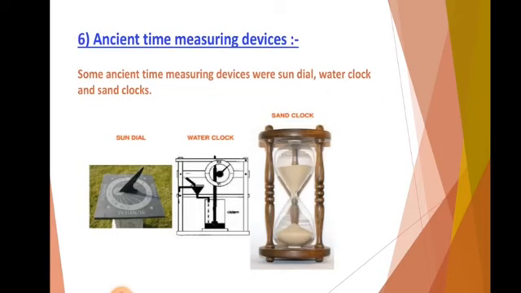During ancient times, people did not have modern devices like watches to measure time. So they used devices like sundials, water clocks and sand clocks to measure the time. These devices did not give an absolutely accurate measurement of time, but they did give them an idea about the time of the day.